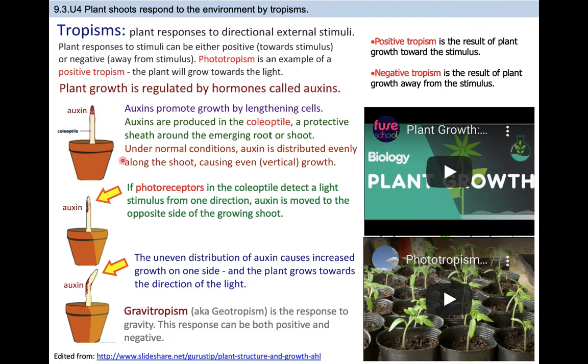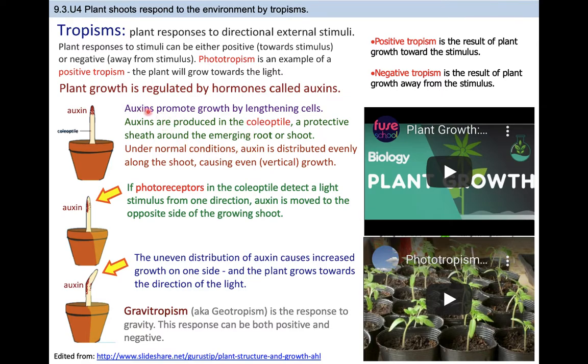So this is a very popular paper 2 question, explaining how phototropism works. Phototropism is when, if you've seen any time-lapse videos, the plants tend to follow the sun. They tend to grow towards the sun. So that is a directional growth response. It's growing towards the light. So you need to make sure that you can explain how this works.